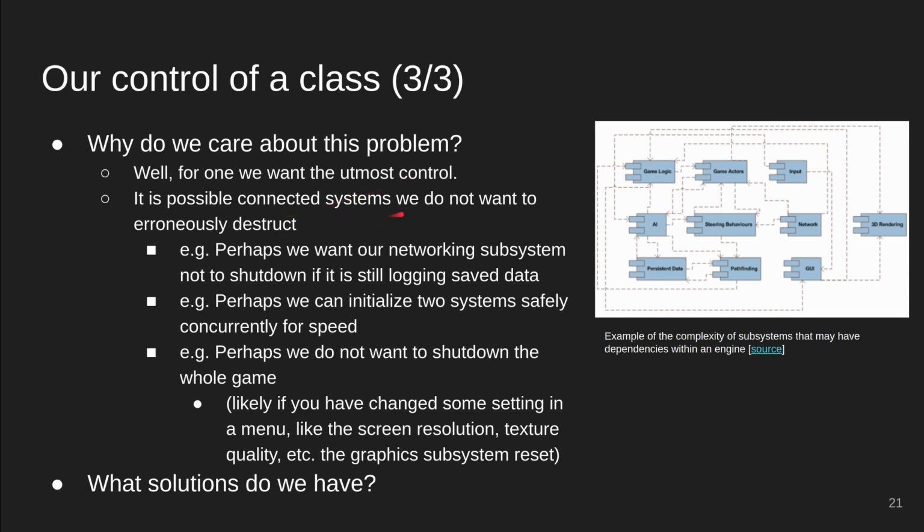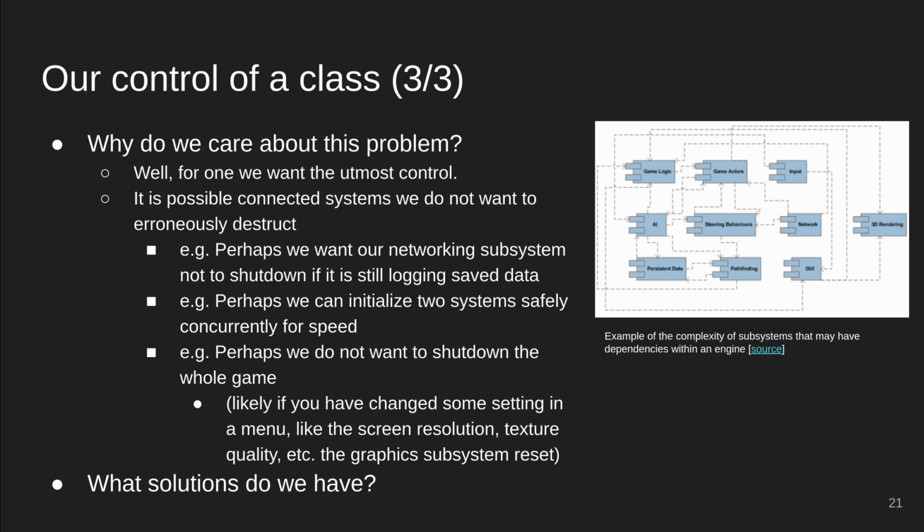And it's possible if some of our systems are connected together, we want other systems to trigger. So here's an example again. Perhaps we want our networking subsystem not to shut down if it is still logging saved data. Okay, so there's maybe some logger here that's logging every little piece of data about our engine possible. But our network closes or whatever, but we still want it to be running, right? We don't want to say, hey, the destructor just happens to get called because the program crashed.